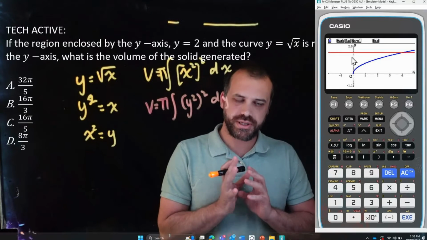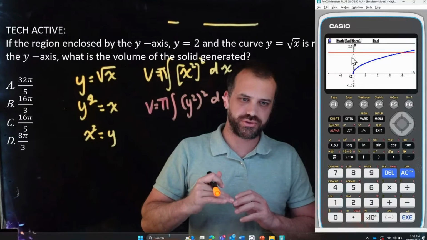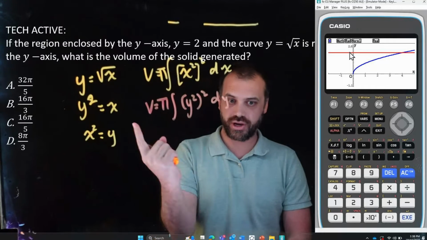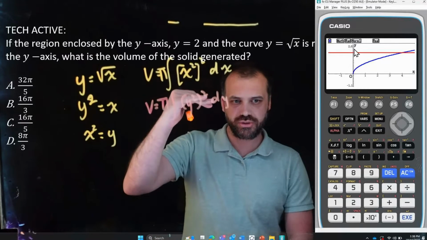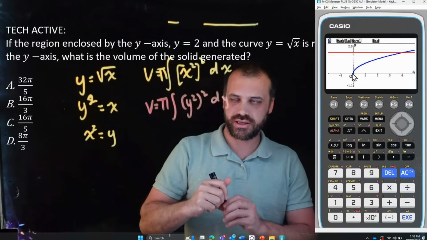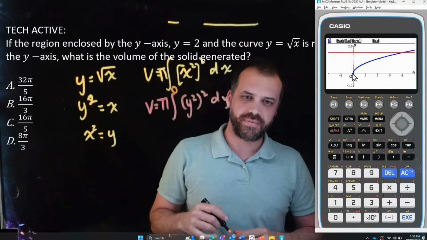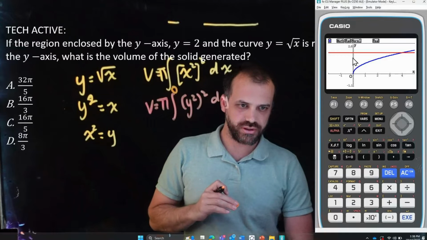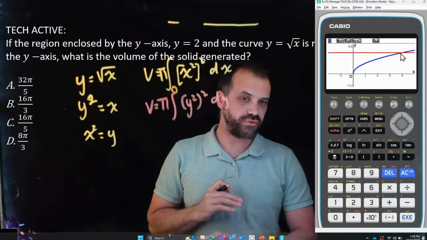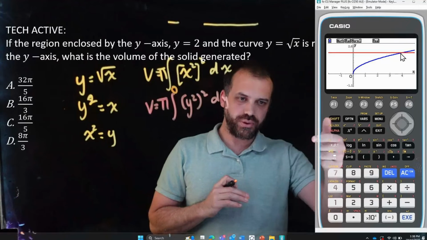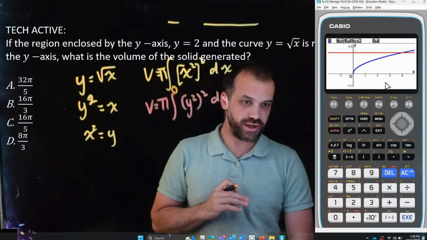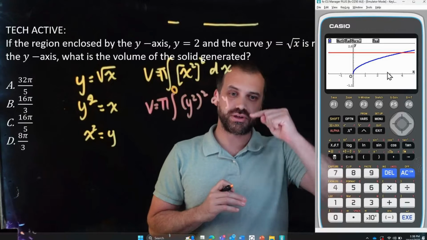Now you do need to be careful here about what your terminals are, right? So we're rotating this shape here around the y-axis. So our terminals are here along our y-axis. We want this one here, which is 0, and we want this one here, right? So the coordinates of that point are (4, 2). If we were rotating this blue area, the area under the blue curve, around the x-axis, our terminals would be 0, 4.